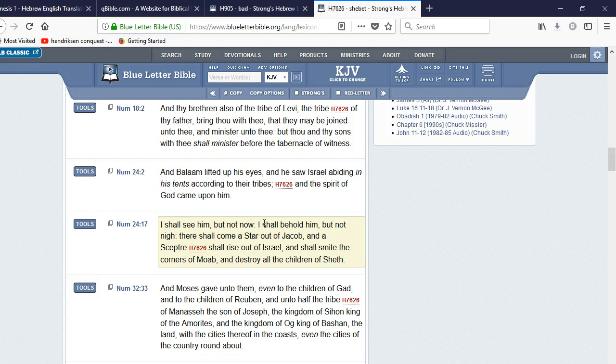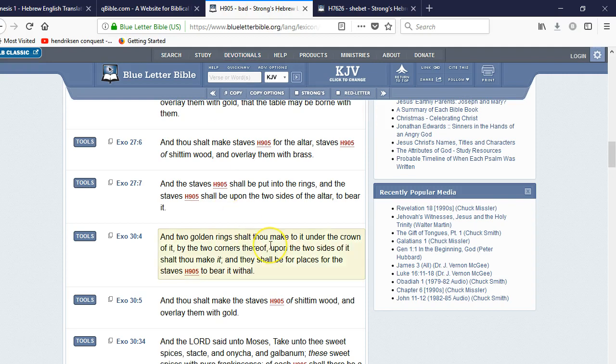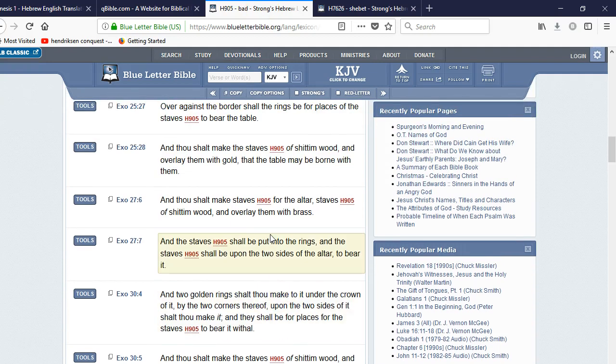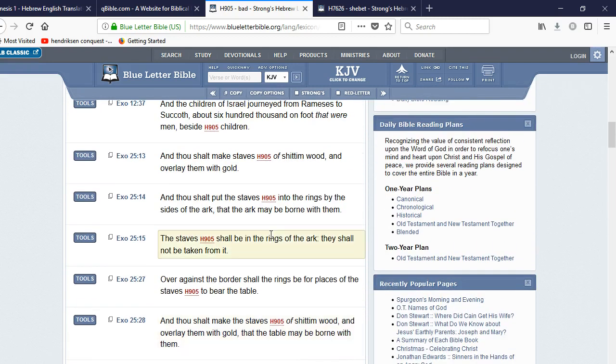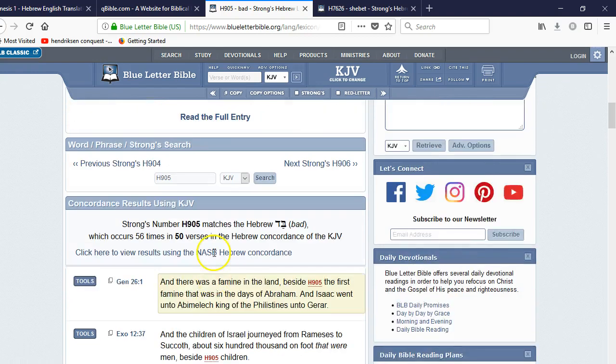Now, I think that there's something far more profound to that use of wood and rods and sticks so often. And I think that one day it's definitely going to be revealed. But for right now, we are at Bod. We do see that it is translated as set apart, and that it's also translated as staves here.